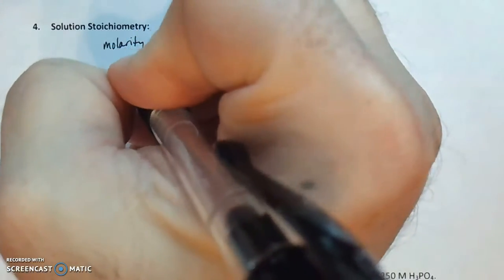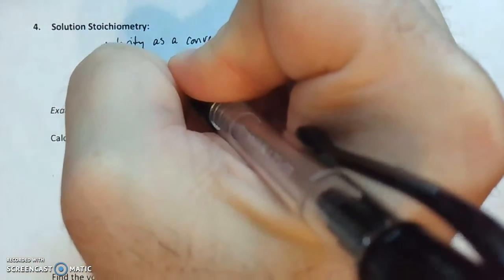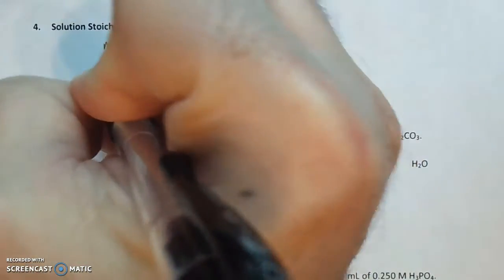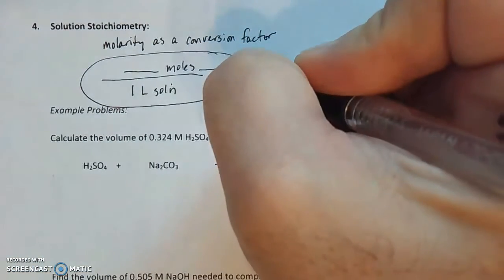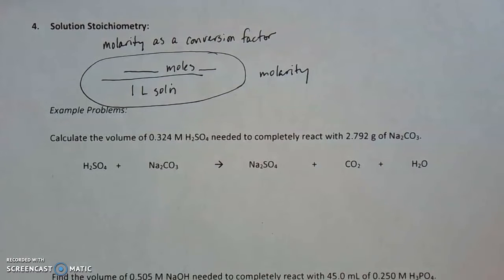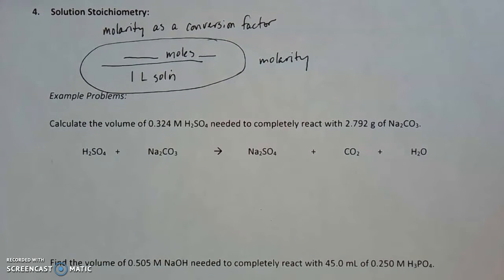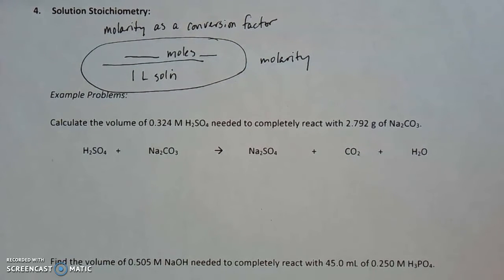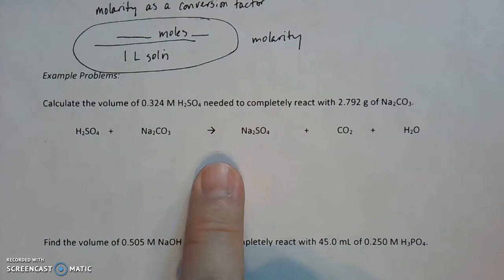So if we're given whatever molarity, that is moles over 1 liter of solution. Here is our conversion factor. This is our molarity. So we put the molarity that we're given over 1 liter, and we use it to go between moles of something and liters of solution. So in order for us to have this, we have to have a balanced chemical equation. And we are given one here.